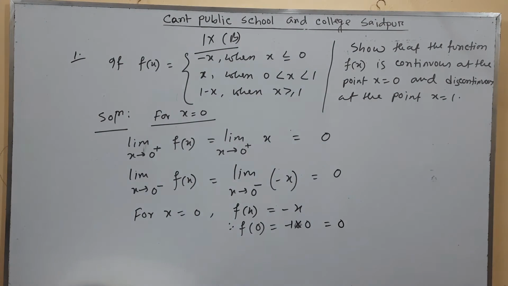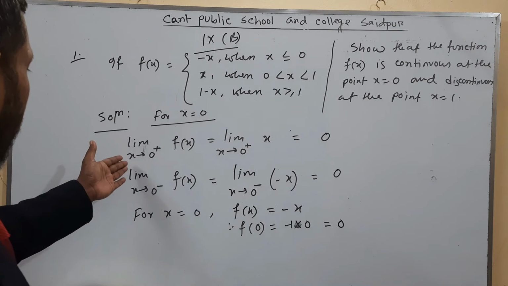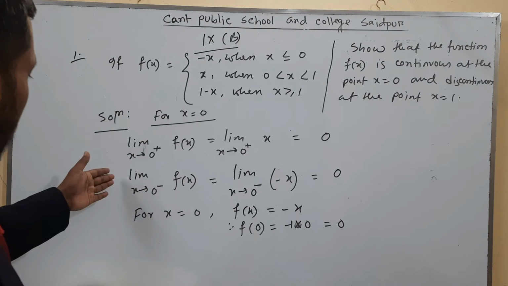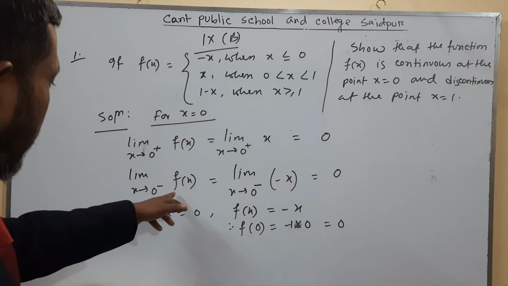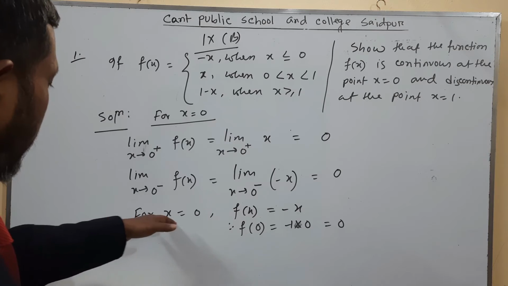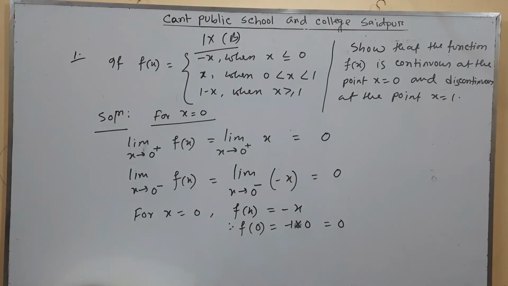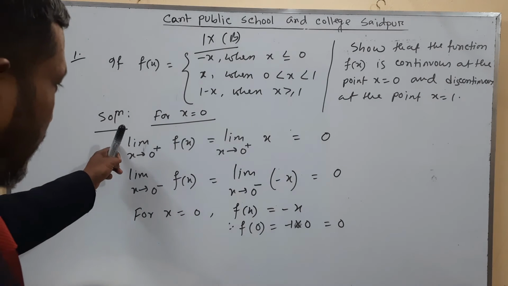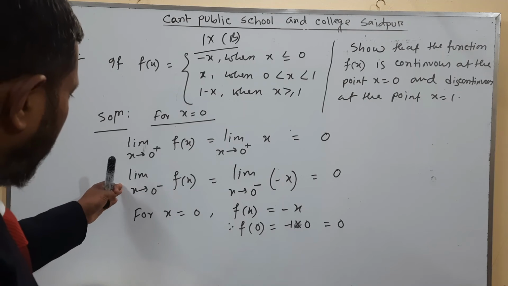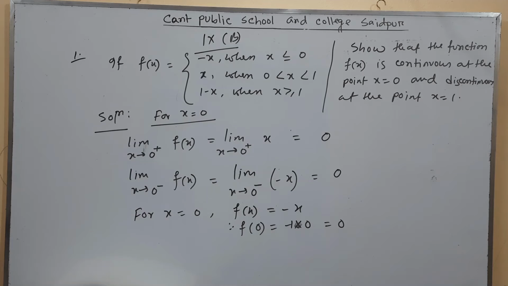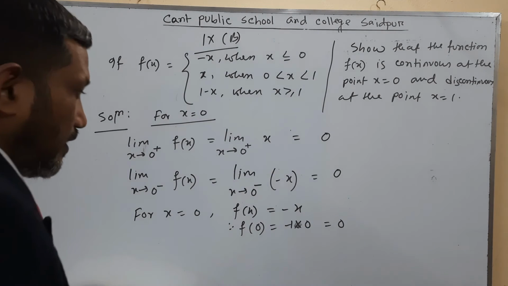We are seeing here limit x tends to 0 plus of f of x, limit x tends to 0 minus of f of x, and for x equal to 0, that is f of 0, both values are 0. That is, right hand limit is equal to left hand limit is equal to the functional value for x equal to 0. So the function f of x is continuous at the point x equal to 0.